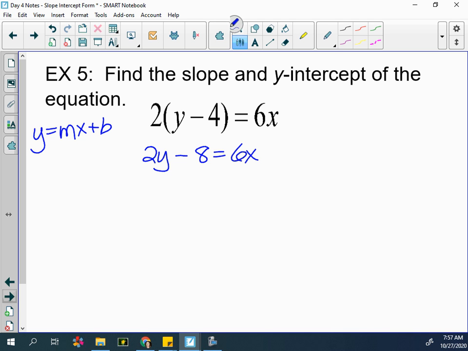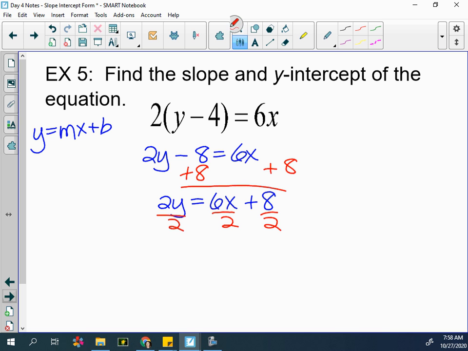So what you could do is you could get the 8 over here. Alright, so I would have to add it to both sides. And there's no number besides x, so I'm not going to add it to the 6. I'm just moving it over. So then that would give me 2y equals 6x plus 8. And then I'm ready now to divide. So I end up with y equals 3x plus 4.